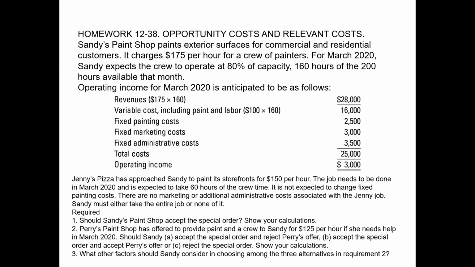Show your calculations. Number 2, Perry's Paint Shop has offered to provide paint and crew to Sandy for $125 per hour if she needs help in March 2020. Should Sandy accept A, the special order and reject Perry's offer, B, accept the special order and accept Perry's offer, or C, reject the special order? Show your calculations. And again, what are some other factors that Sandy should consider among the 3 alternatives that are given in requirement 2? So again, this is homework 1238. This will be due next Monday.